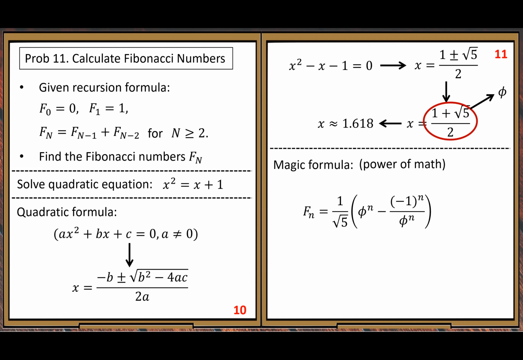Fibonacci number f sub n can be represented as 1 over root 5, parenthesis, inside it phi to the n minus negative 1 to the n over phi to the n. How can you get this formula? Using the golden ratio. And we know the golden ratio is non-integer, but after you do some special operations, you get Fibonacci numbers, which are integers.